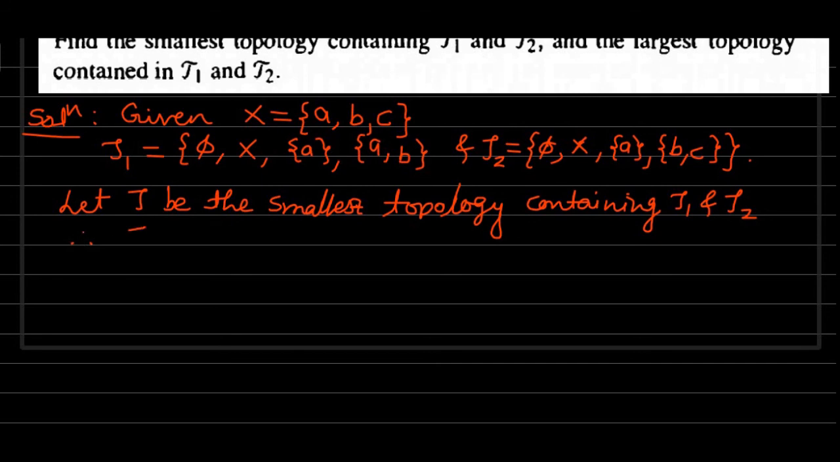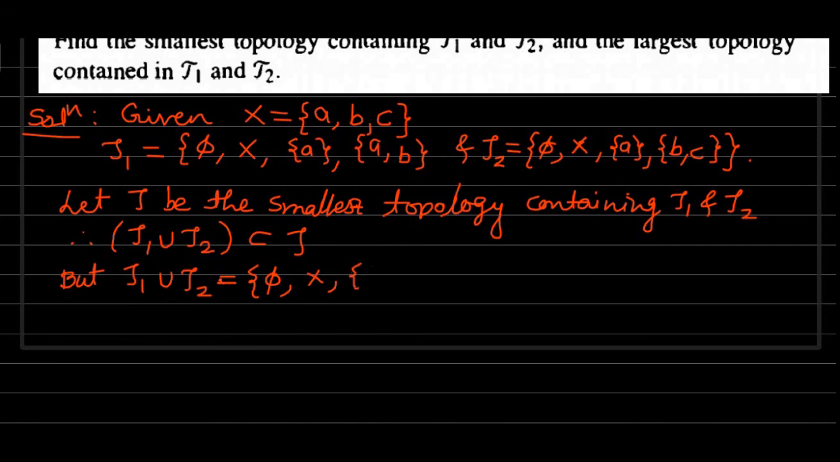So therefore τ1 union τ2 is contained in τ. First of all we have to compute τ1 union τ2. Taking the union of τ1 and τ2, τ1 union τ2 is equal to the collection containing members the empty set φ, the complete set X, the singleton set {A}, the 2-point set {A, B}, and the 2-point set {B, C}. This is τ1 union τ2.